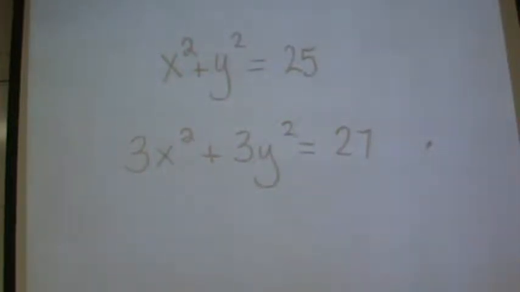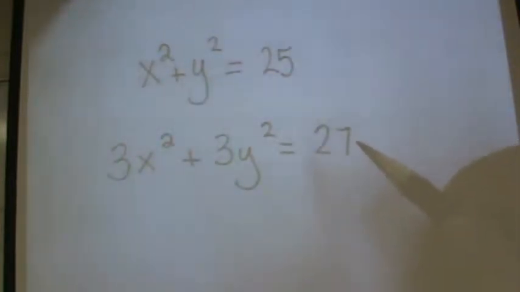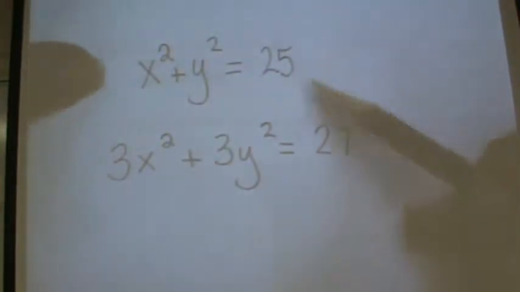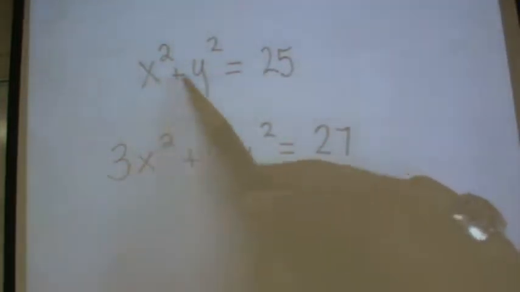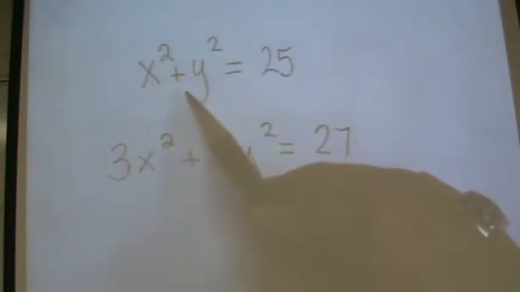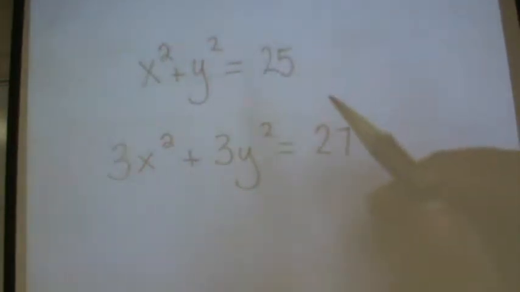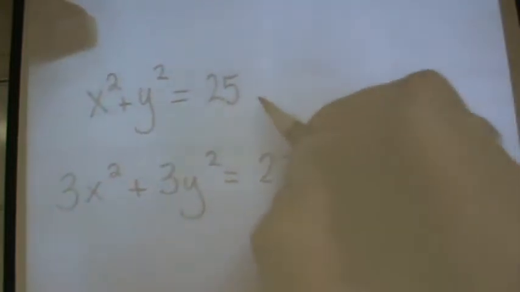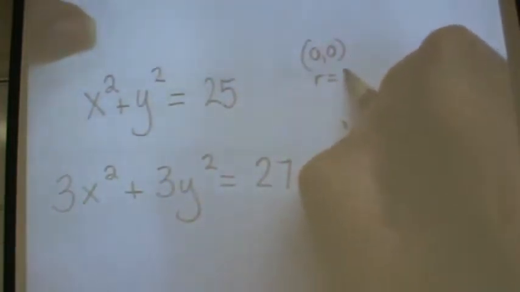Yesterday we talked about circles. Here are two equations of circles. Now, why do these two look different? These two have a 1 in front of x and y squared, and these two don't. But they're both circles, okay? Now, what is this? This is a circle with a center at 0, 0, and a radius of 5, right?